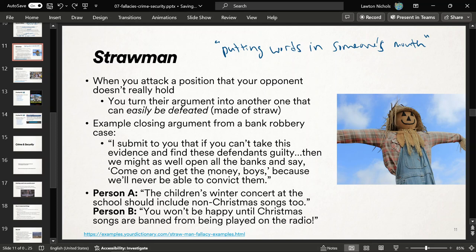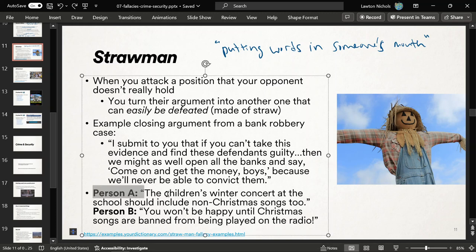They're trying to say that, oh, obviously, you're trying to acquit every single bank robber, when in reality, no, just this one. Just this one that probably shouldn't be thrown in jail. Something like that. That's the straw man fallacy.